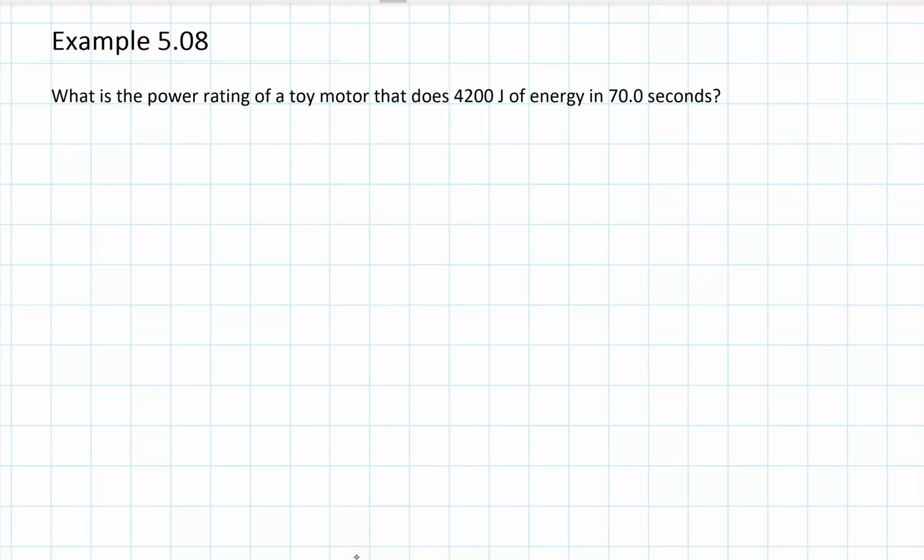This is the 8th example from our energy unit, and we're dealing with power. So the question is, what is the power rating of a toy motor that does 4,200 joules of energy? So that's the work being done in 70 seconds. That's a time. And we're being asked, what is the power rating? So solve for the power.